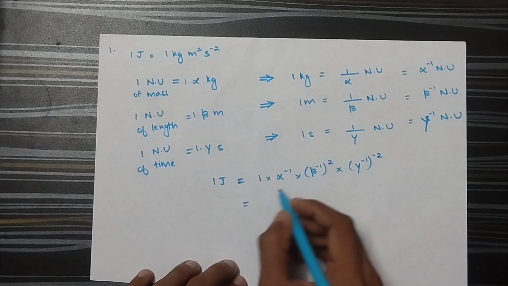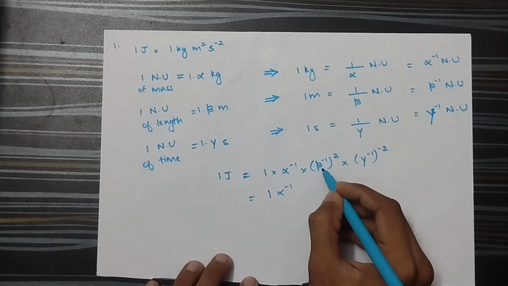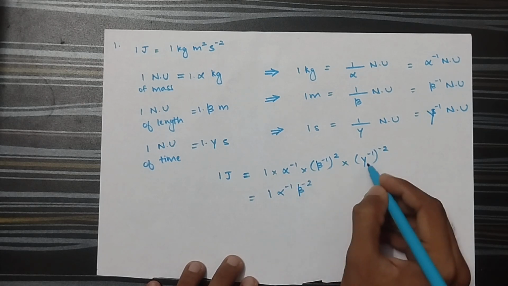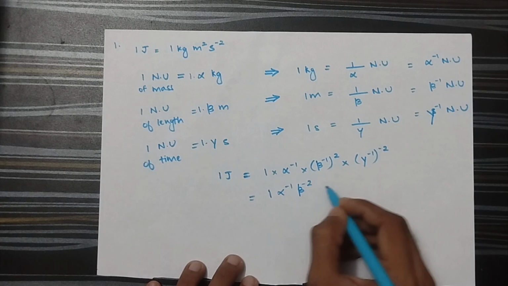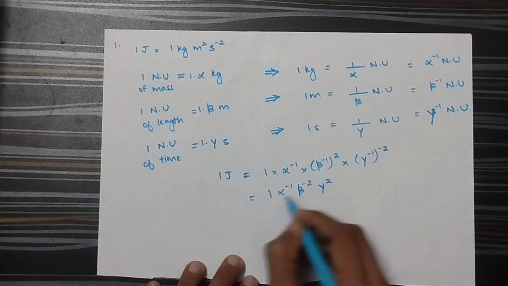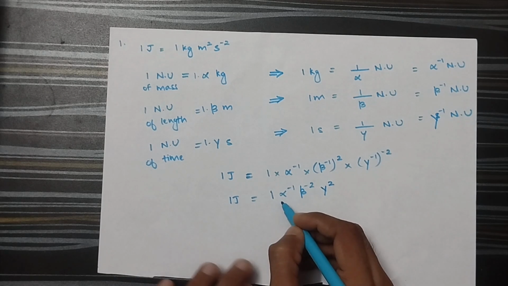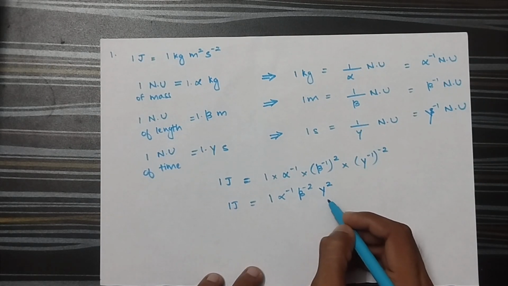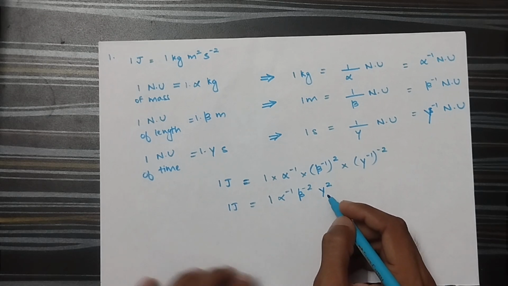We do some algebra of limits. 1 alpha inverse, beta inverse raised to 2 is beta raised to minus 2. Gamma inverse raised to minus 2 is gamma raised to 2. So we got the conversion: 1 joule is equal to 1 alpha inverse beta raised to negative 2 gamma square. Now what do we need? We need what a calorie is in terms of this.